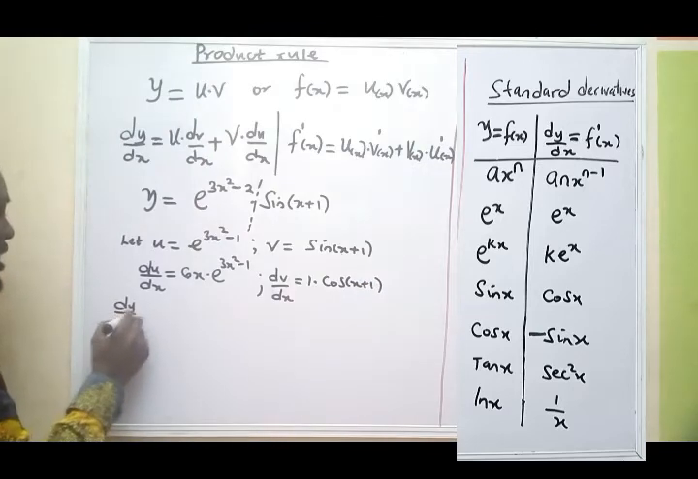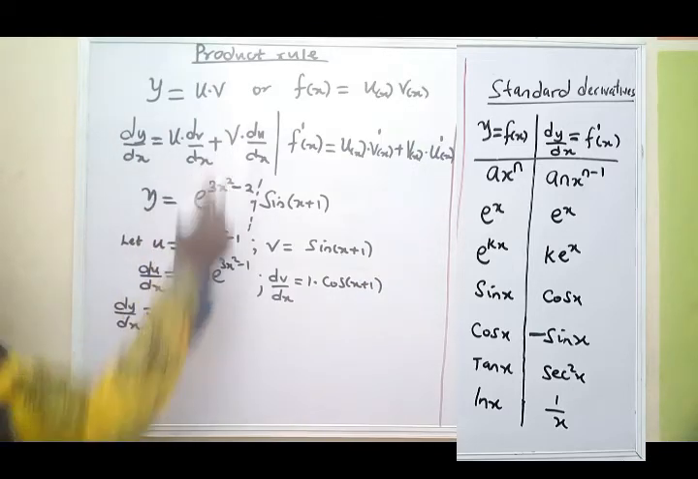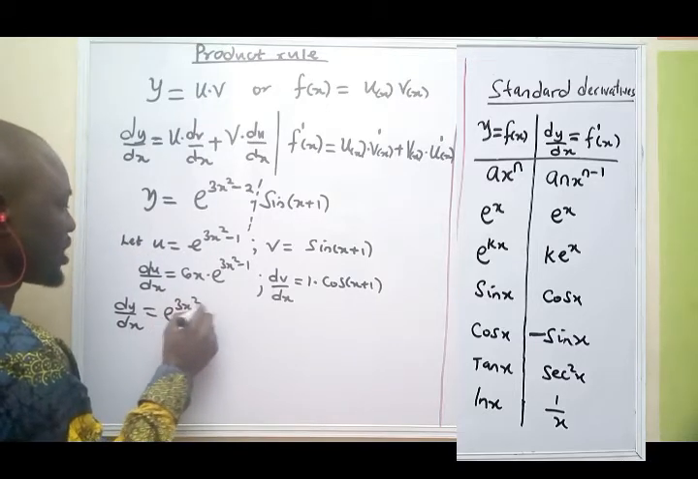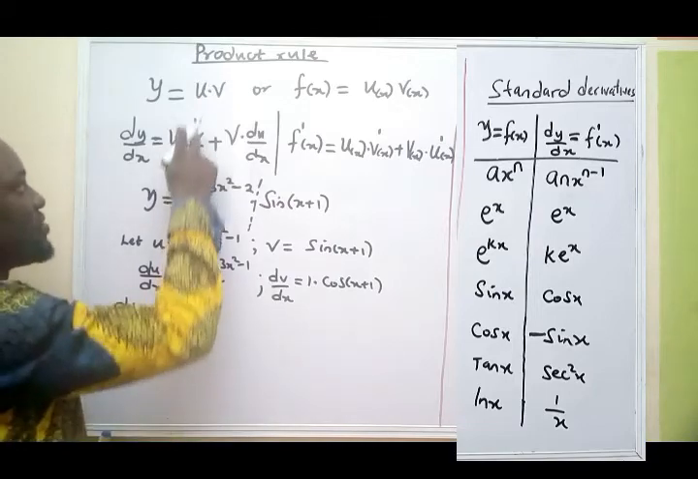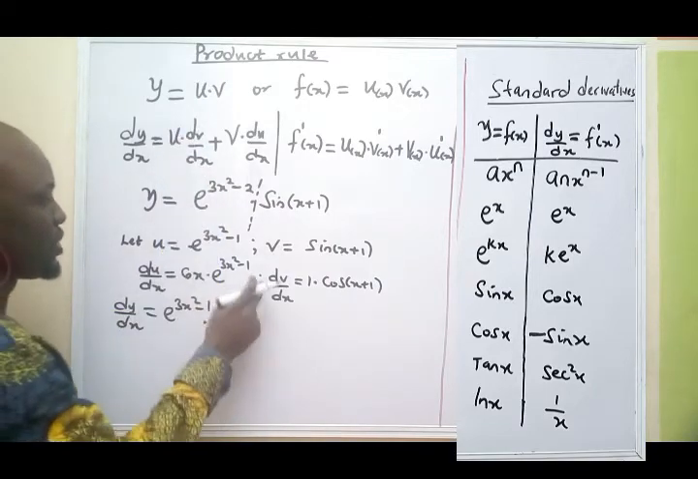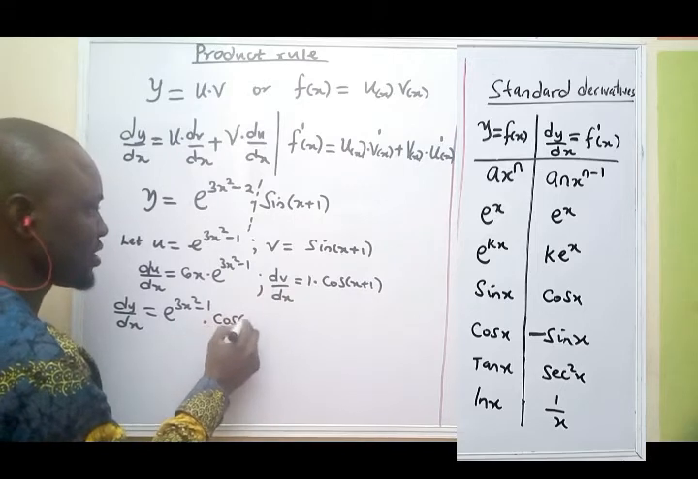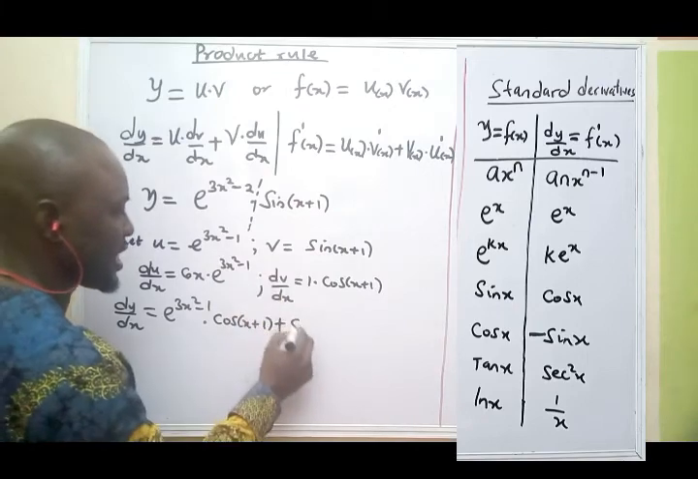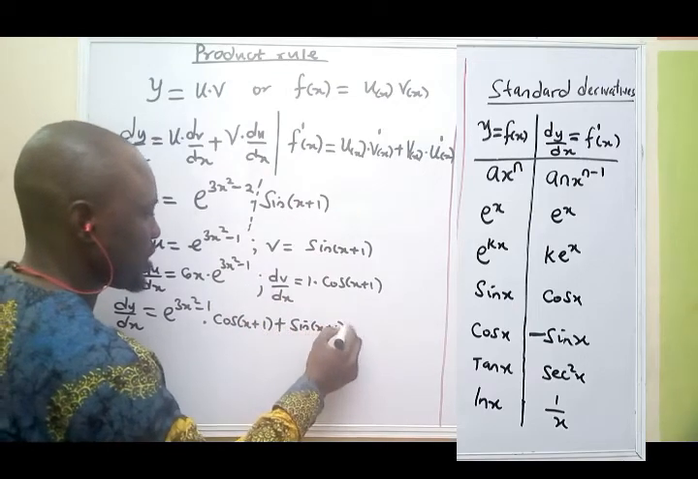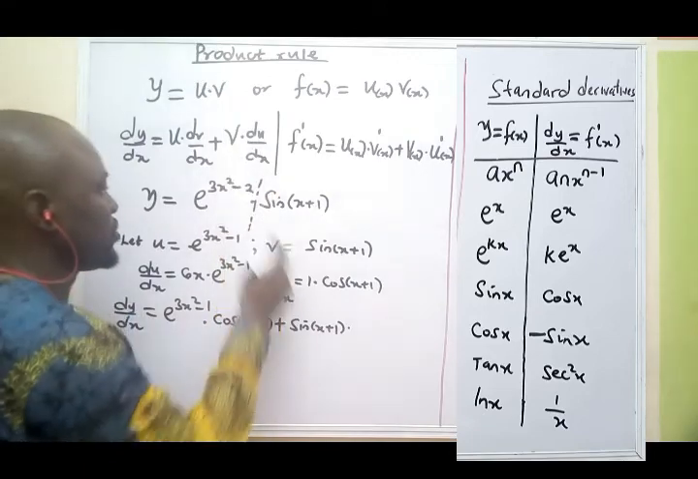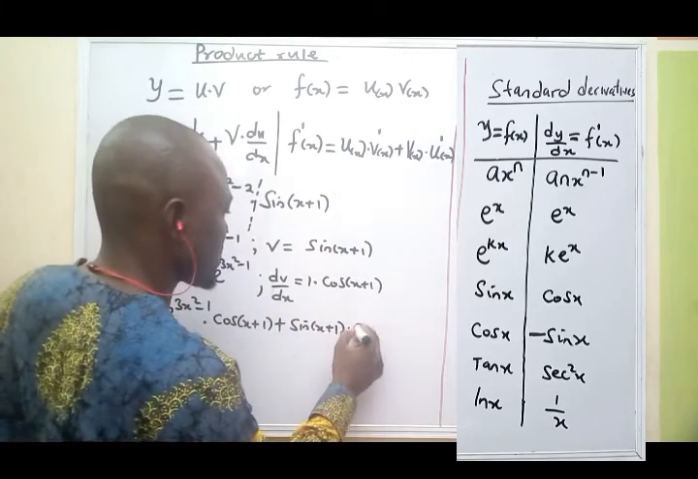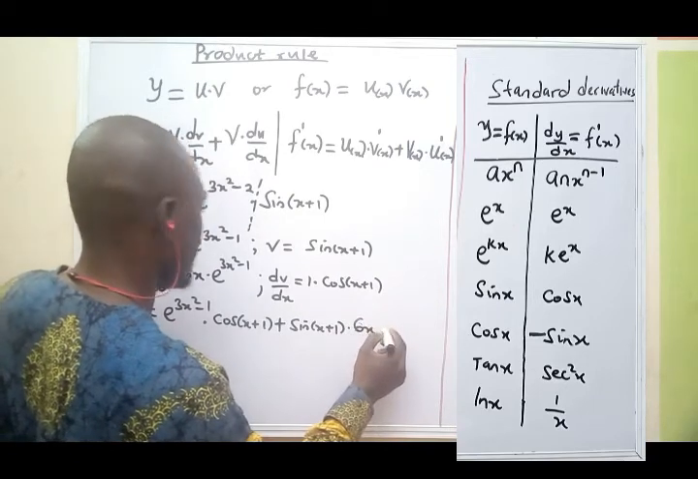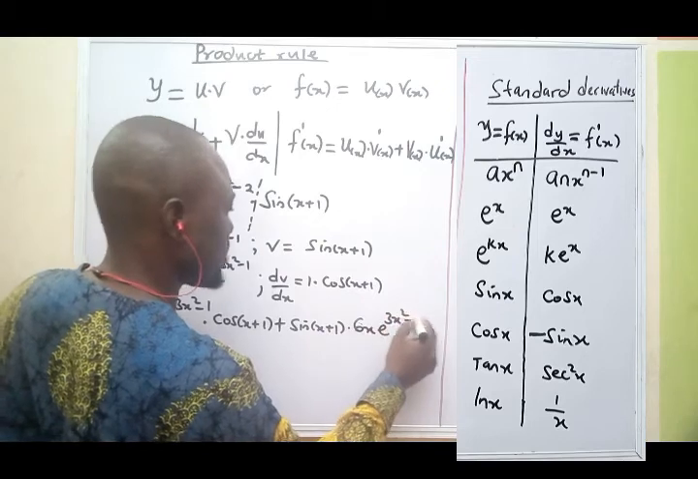Therefore, dy/dx, now I'm going to use the product rule, which means the function u, exponential 3x squared minus 1, dot the derivative of v, which is this, so I have cos x plus 1, plus, now v is sine x plus 1 dot the derivative of u, which is exponential, 6x, exponential 3x squared minus 1.